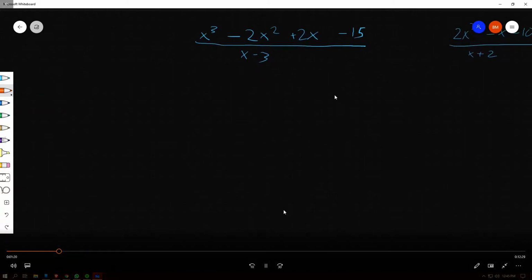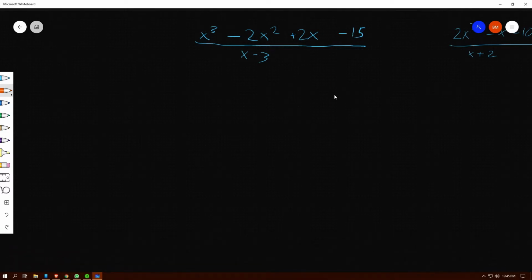All right, so we're going to go ahead and do our first example. We have a polynomial x cubed minus 2x squared plus 2x minus 15 divided by x minus 3. We're going to set up our synthetic division setup, I guess. Apex does it a different way. I prefer this way. You are free to use however you like to organize it. I am just always going to use my way. It's the way I was taught. I'm going to stick with it.